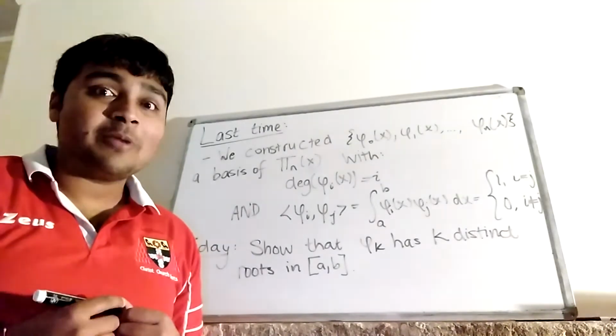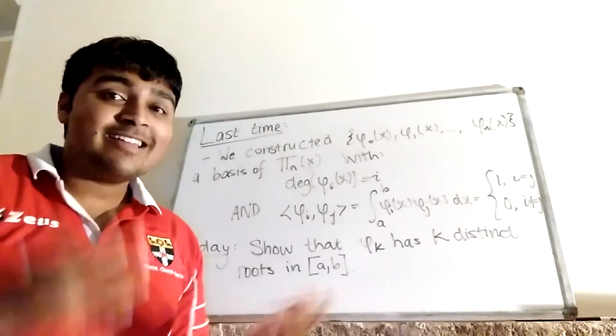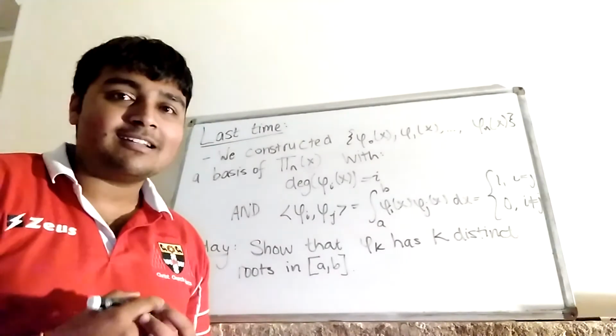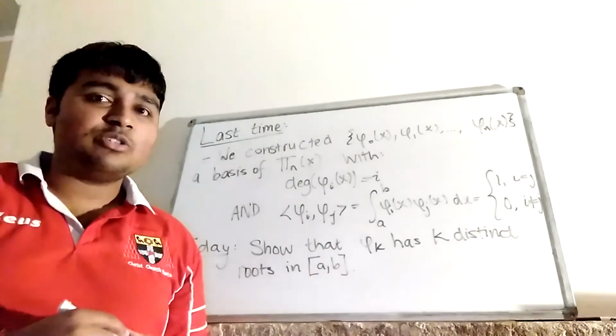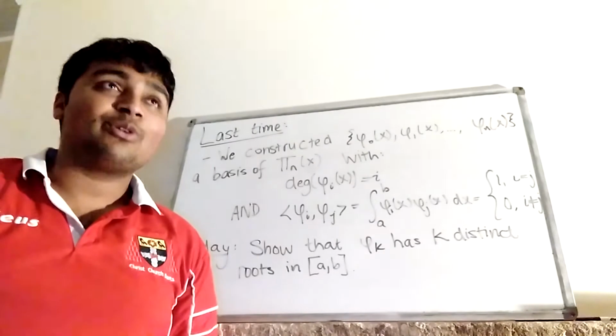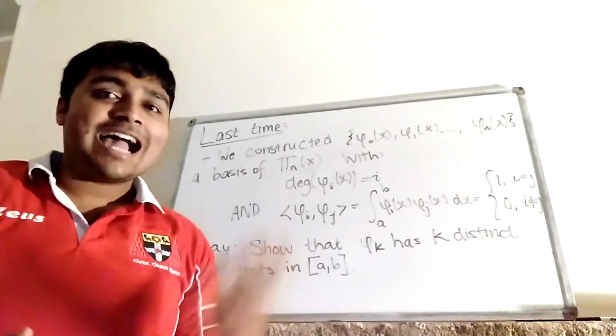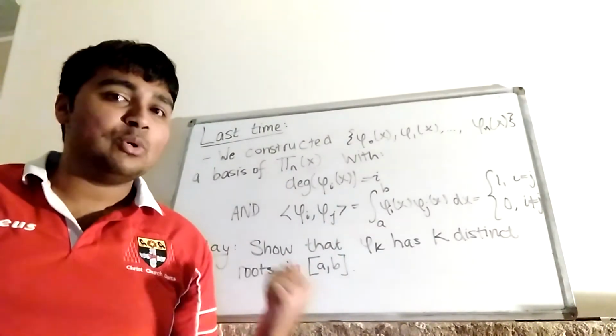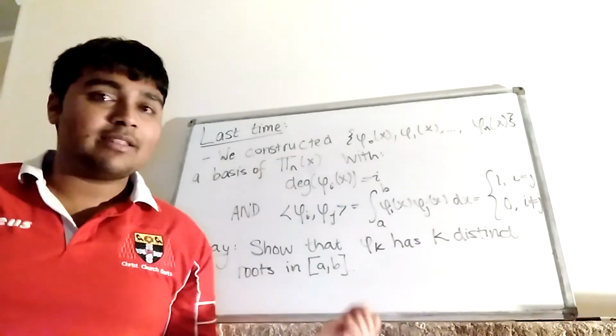Today I'm going to be continuing my mini-series on Gaussian Quadrature. This is part 3. In part 1 I discussed inner product spaces, and in part 2 I talked about the Gram-Schmidt orthogonalization process, and in today's video I'm going to be proving an important lemma. So let's quickly go over what we did in the last video.